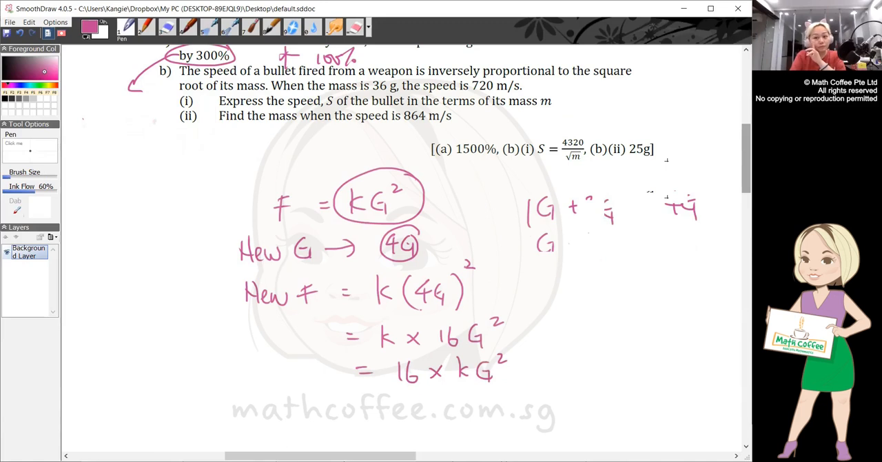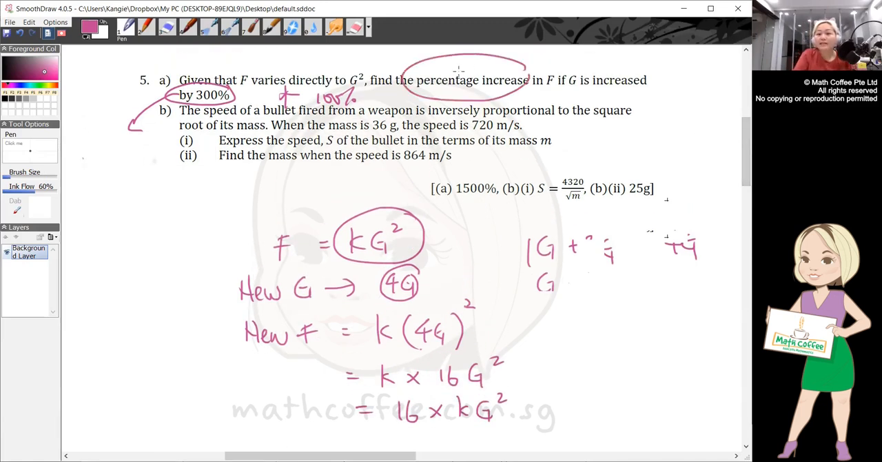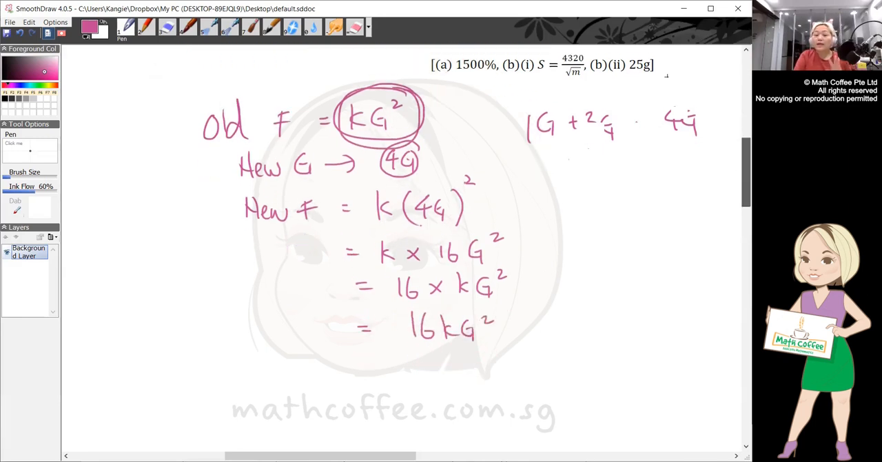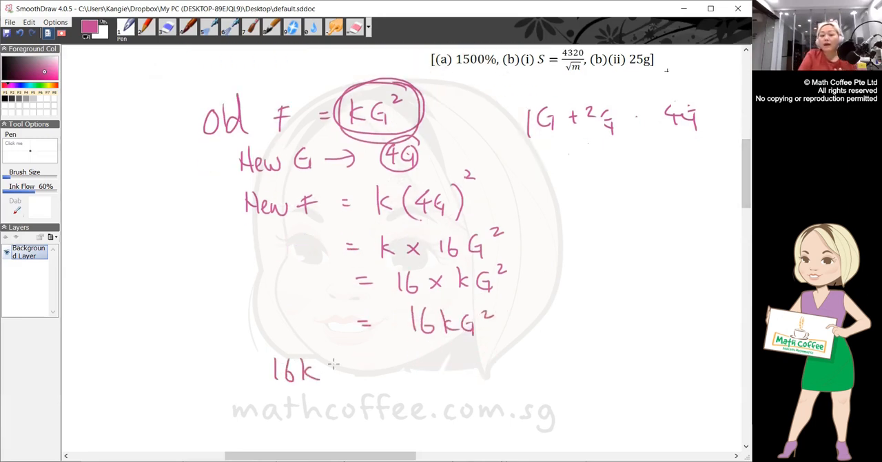So they ask you, what is the percentage increase in the F? So let's find. My original F is kg squared. My new F is 16 kg squared. So what is the increase? You take the new F minus the original F, and always over the original, which is my original F in this case. So it's kg squared. Then I want percentage, so I just multiply by 100.